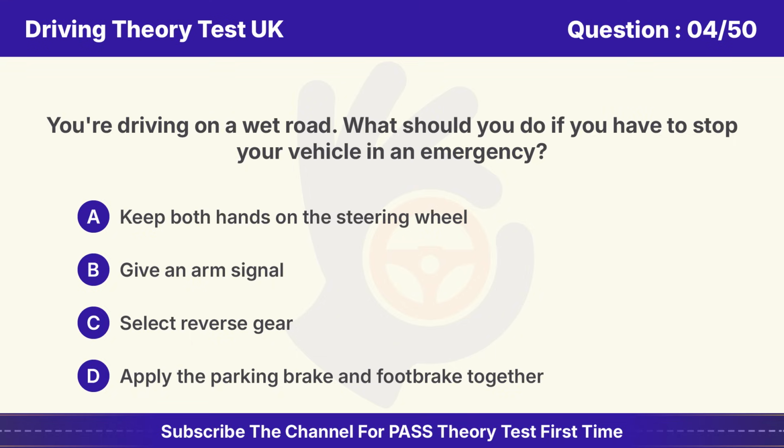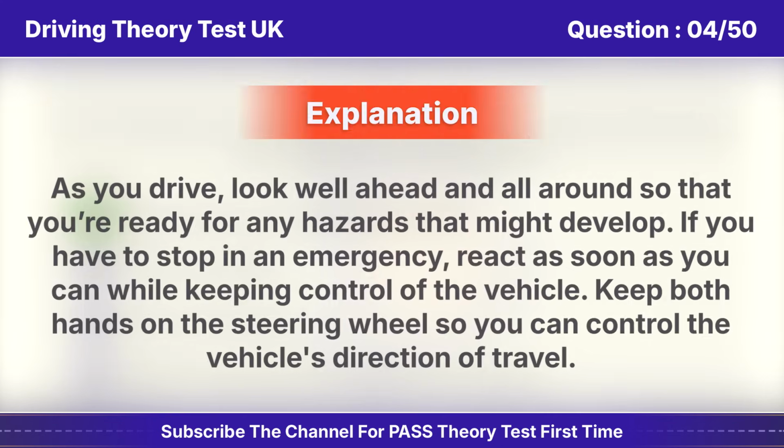Question 4. You're driving on a wet road. What should you do if you have to stop your vehicle in an emergency? Answer is A. Keep both hands on the steering wheel. As you drive, look well ahead and all around so that you're ready for any hazards that might develop. If you have to stop in an emergency, react as soon as you can while keeping control of the vehicle. Keep both hands on the steering wheel so you can control the vehicle's direction of travel.